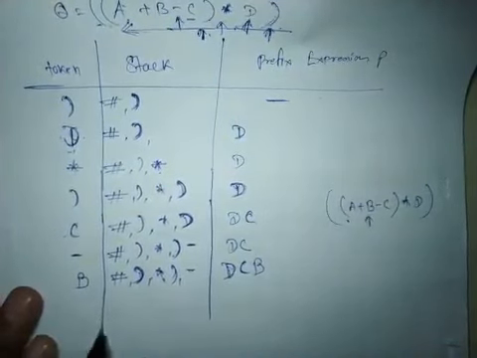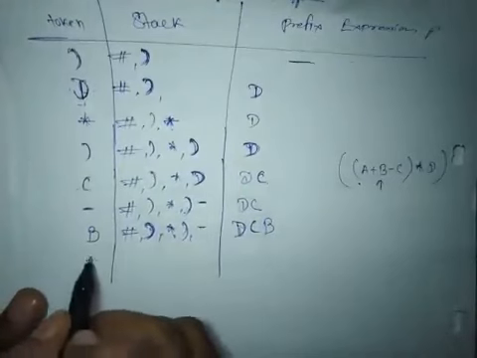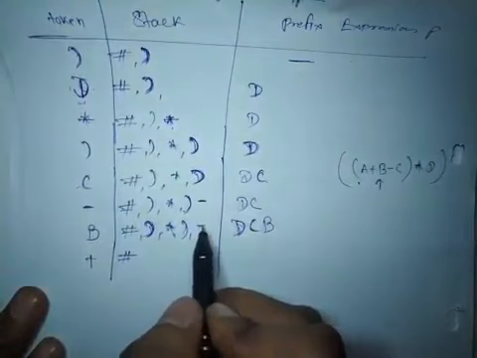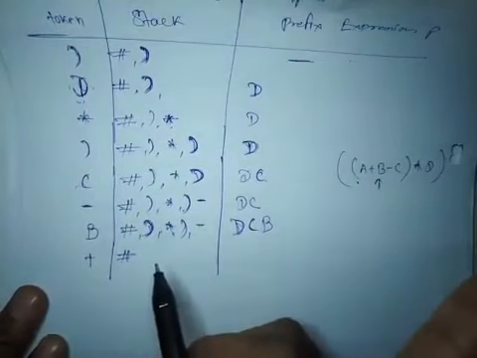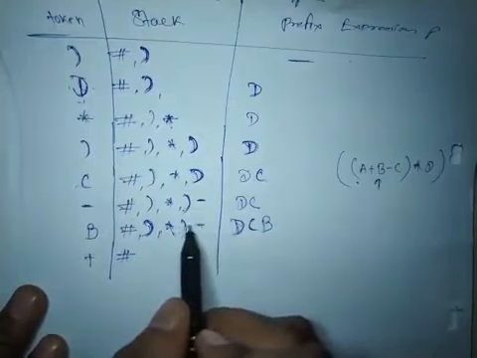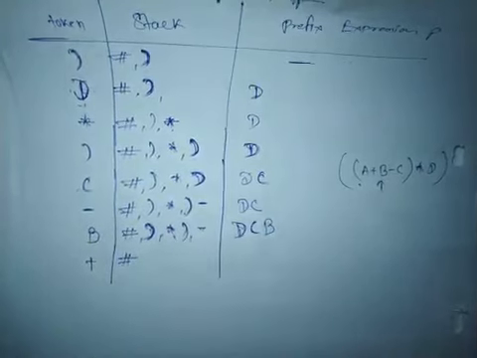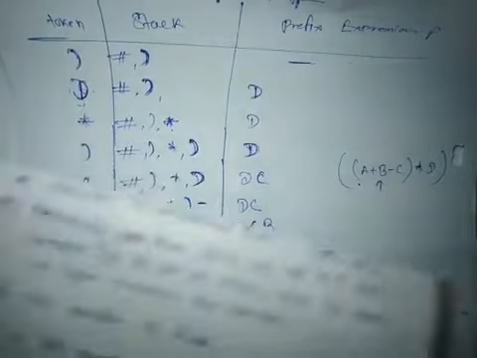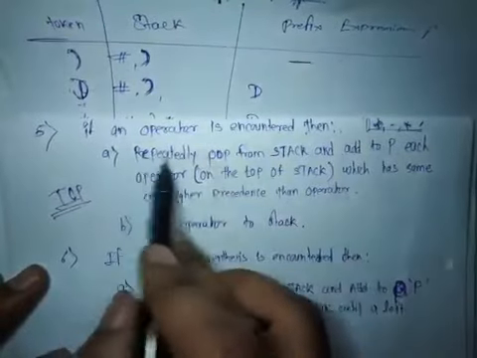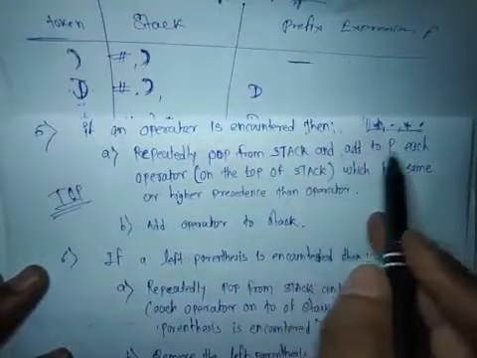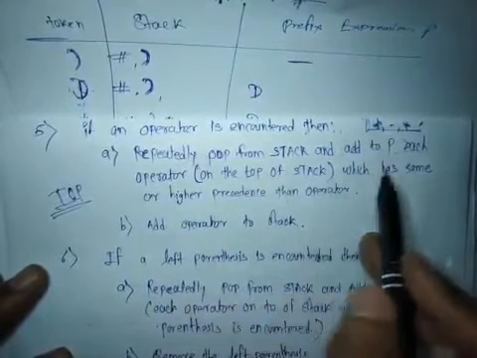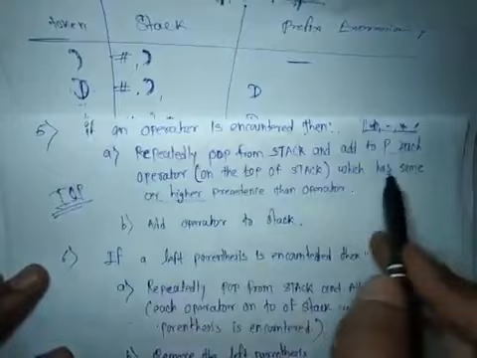Then what is the next token? That is plus sign. So here comes, now plus sign has an incoming priority is 1 and minus sign in stack priority is 1. So both are equal. So what we are going to do? We are going to apply our step number 5. If an operator is encountered, then repeatedly pop from the stack and add it to the P. P is what? Your expression, prefix expression. Each operator on the top of the stack which has same or higher precedence.